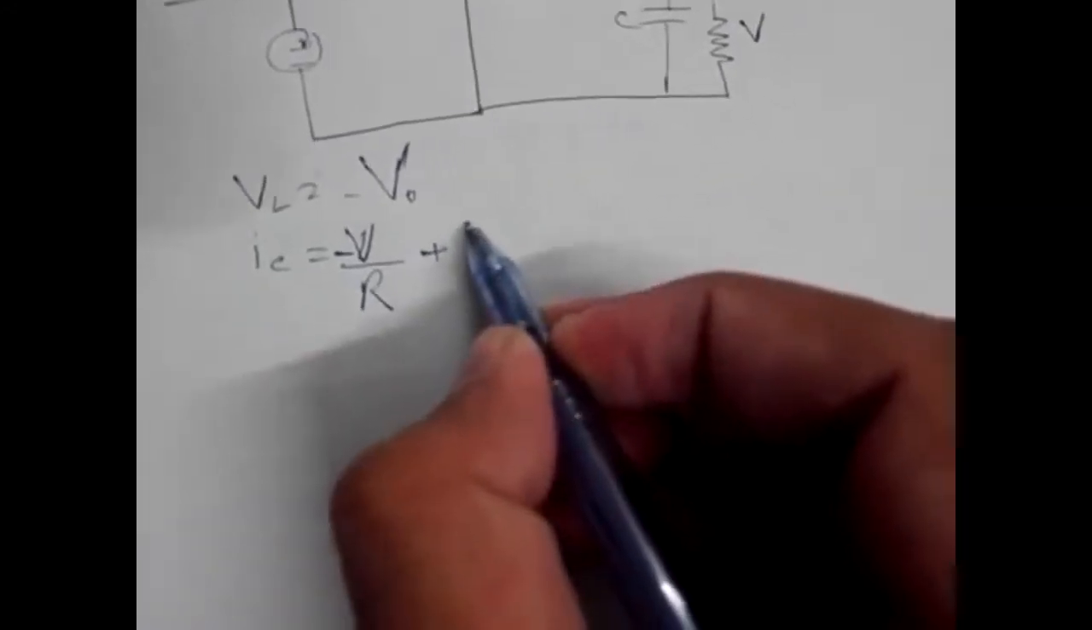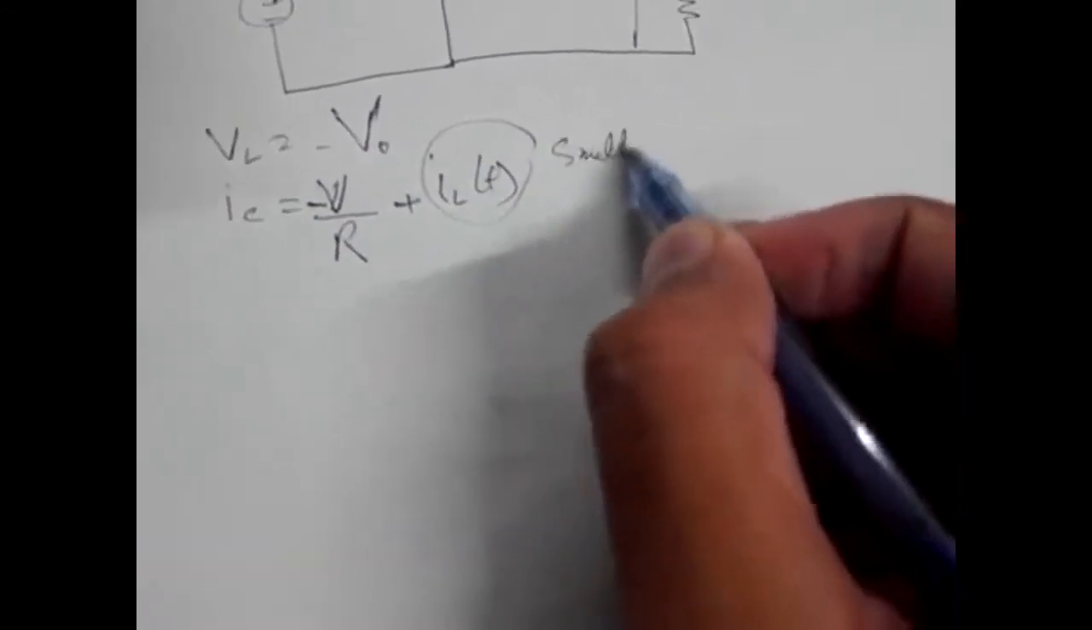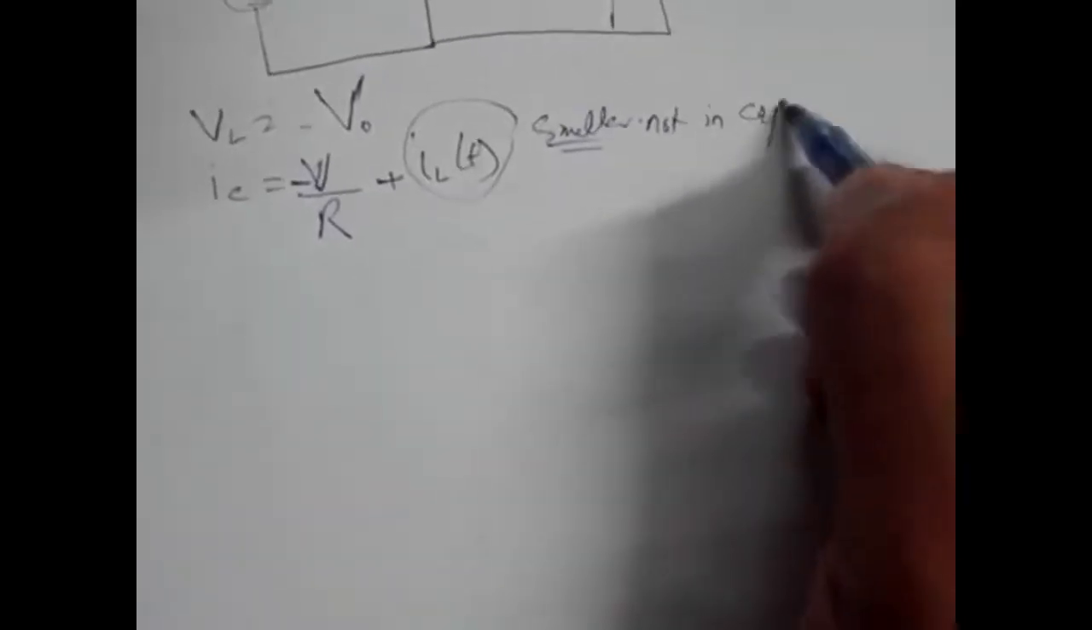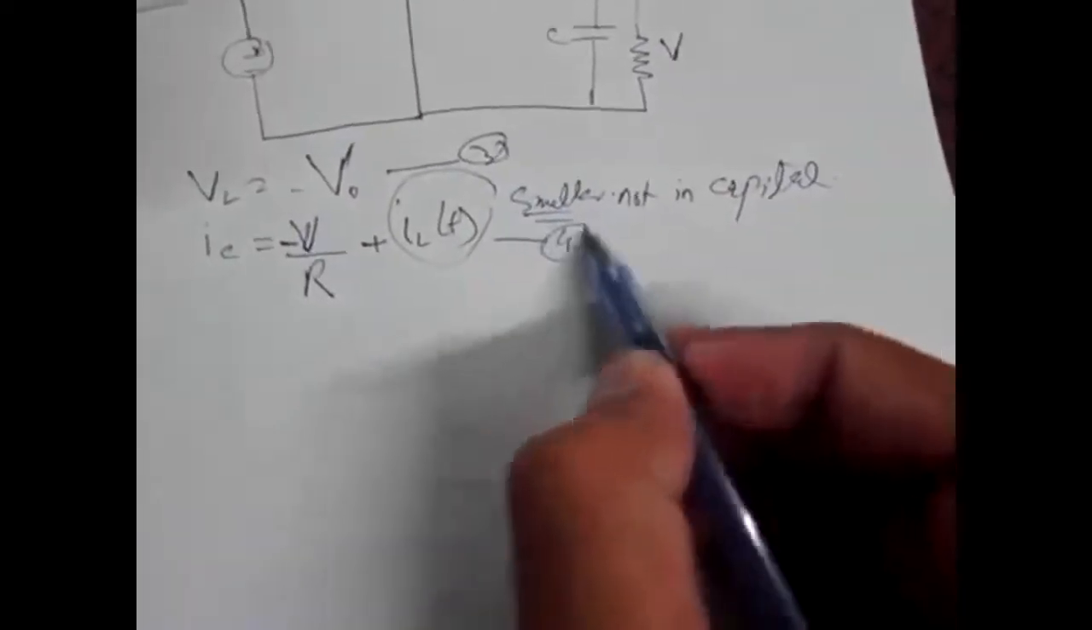Plus iL(t). This is smaller, not in capital. So care must be taken in citing such type of equation. So this is equation 3 and this is equation 4.